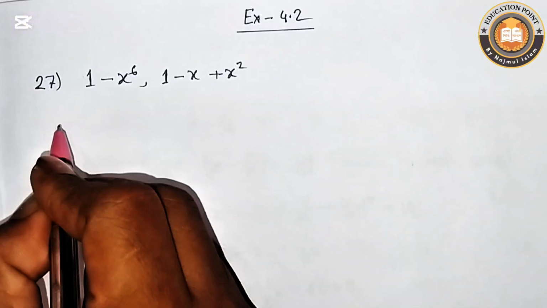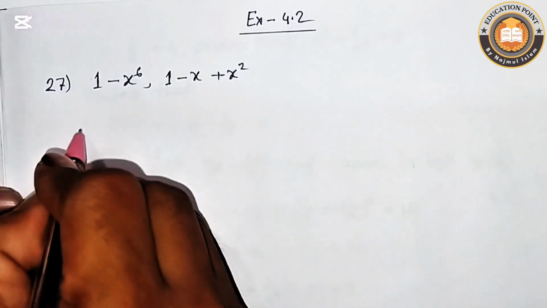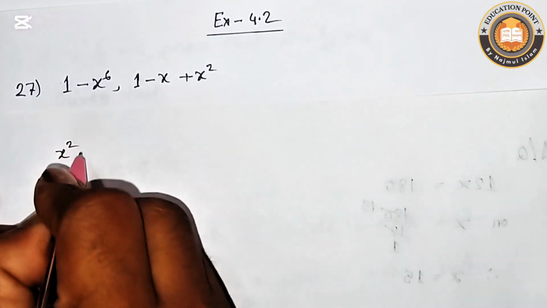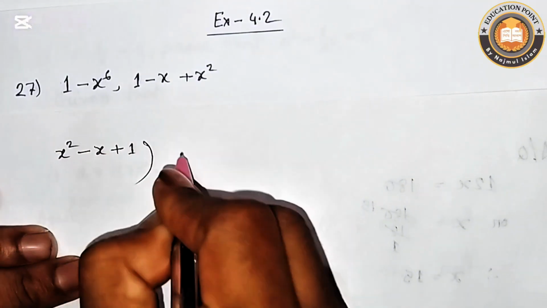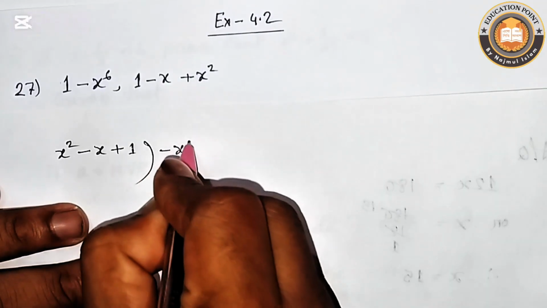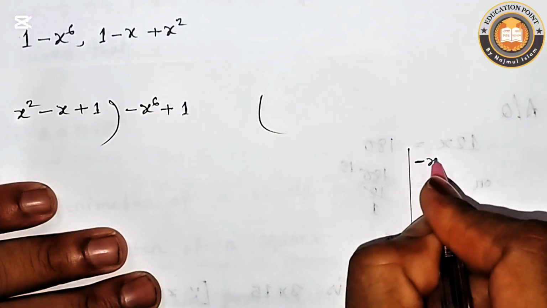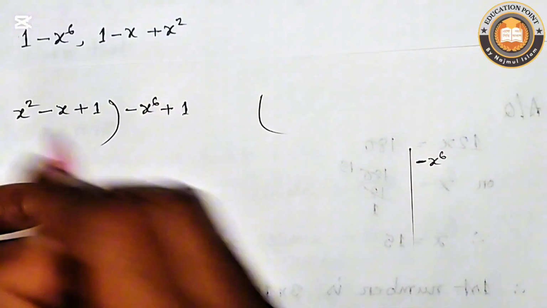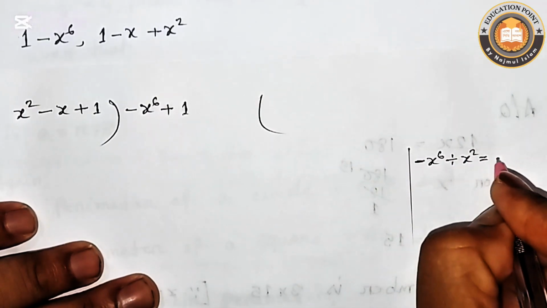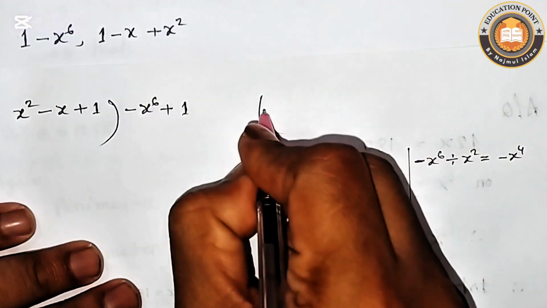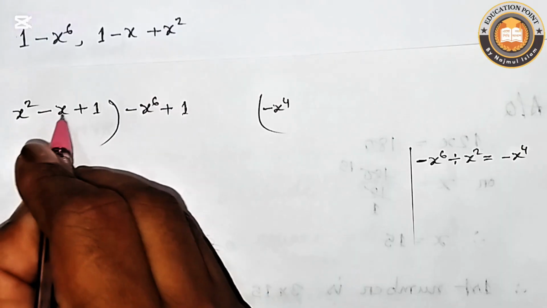Today we will solve some division related math problems. Exercise 4.2. Here both the expressions are arranged in descending order of their power of x. So we can write x square minus x plus 1, minus x to the power 6 plus 1. At first, minus x to the power 6 divided by x square equals minus x to the power 4. Now minus x to the power 4 multiplied with x square minus x plus 1.